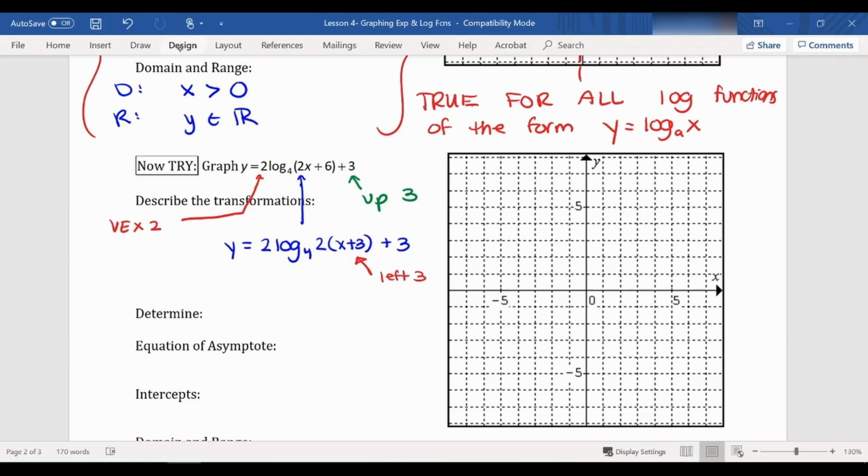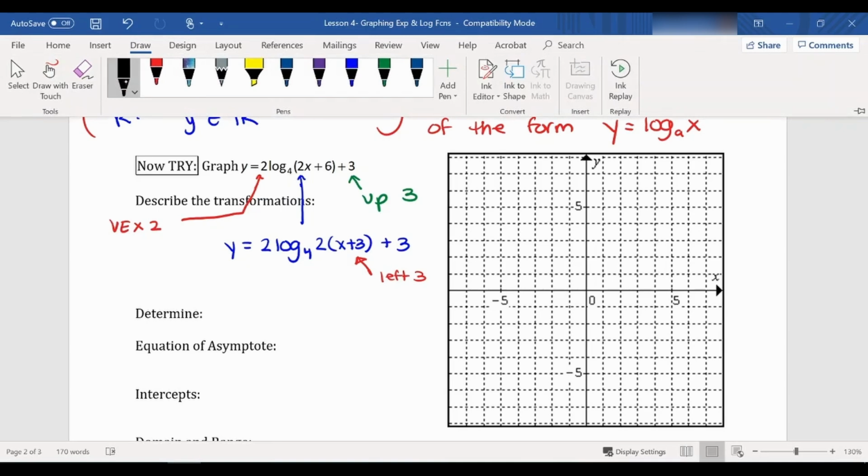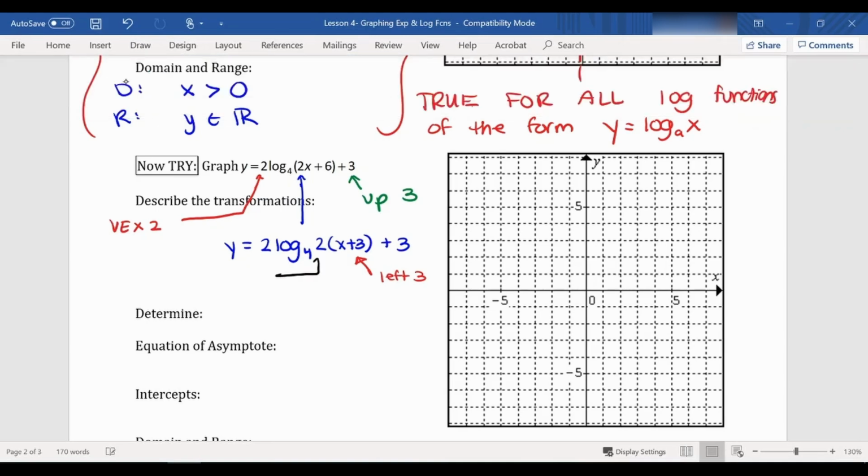Okay. And we have a 2 in front of the x in the brackets. This would be a horizontal expansion by 1/2. So recall from chapter 1, your horizontal expansions and compressions are always backwards. It says 2, so that means it's actually by 1/2. Okay. So we're going to need to graph this thing.